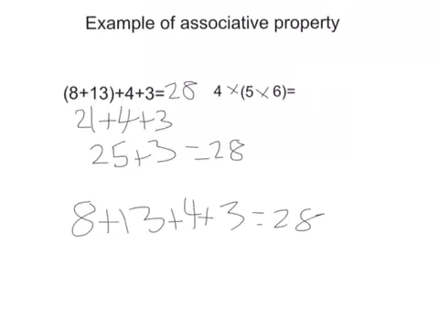Now we're going to do the multiplication. So we have to start with inside the brackets. So 5 times 6 equals 30. So 30 and then times 4. 4 times 30 equals 120. So that still would have been the same as just doing 4 times 5 times 6. So, I'll show you. 4 times 5 times 6. 4 times 5 equals 20. 20 times 6 equals 120.